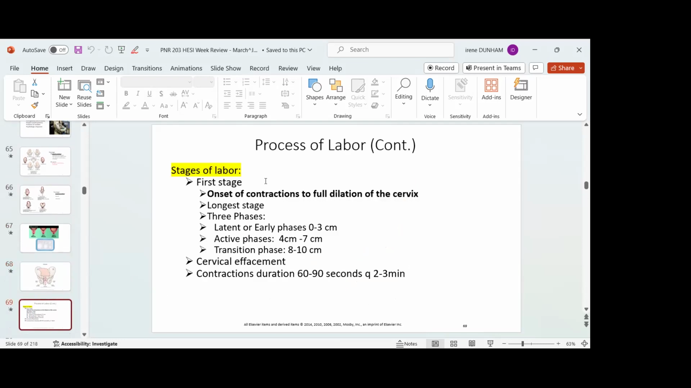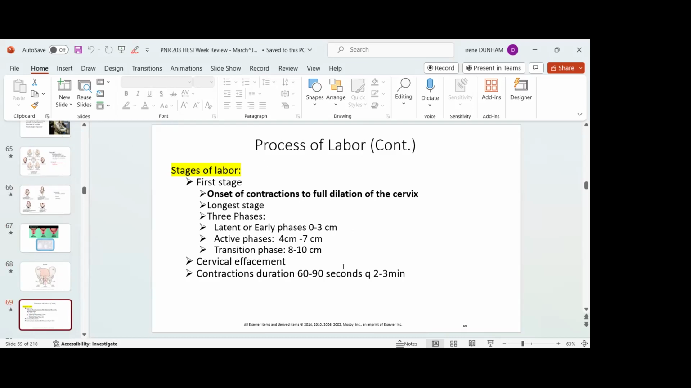Okay, so let's go over the stages of labor, because I know HESI likes to put at least one question on the stages of labor, and you have to recognize it. So your first stage of labor starts when you have regular contractions, and you go to full dilation of the cervix. Now remember, the first stage of labor is the longest stage. It has 3 phases. We call the first the latent, or the newer term, the early phase. That's from 0 to 3 centimeters.